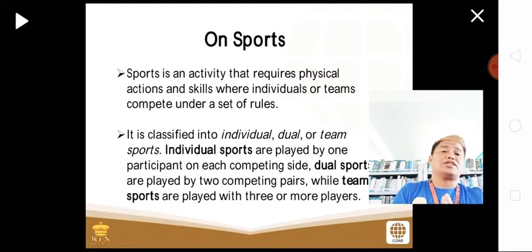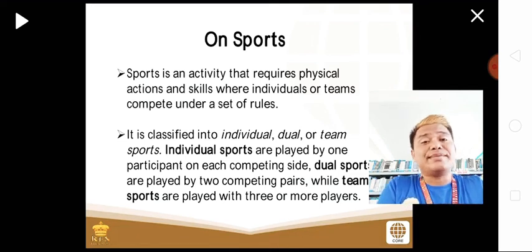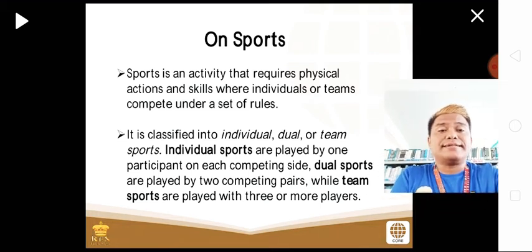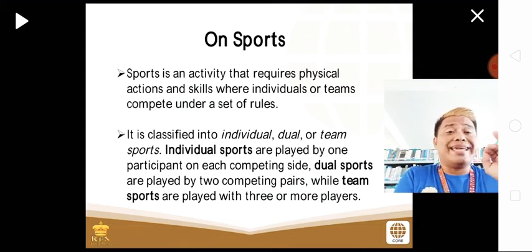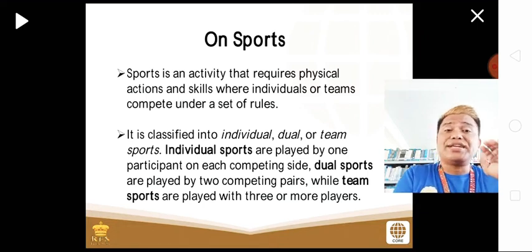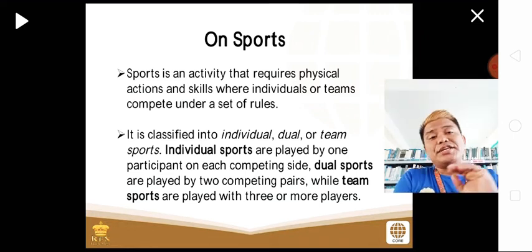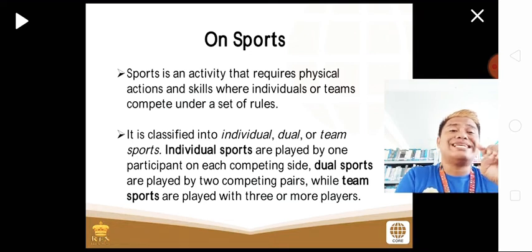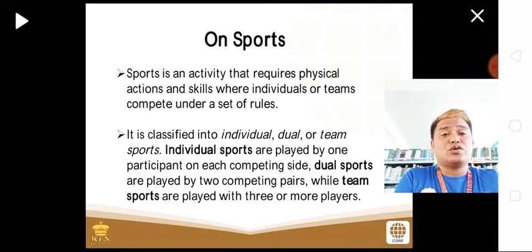sports. Next, on sports: sports is an activity that requires physical action and skills where individuals or teams compete under a set of rules. It is classified into individual, dual, or team sports. So there are three: individual, dual, and team sports. In individual, sports are played by one participant on each competing side. So that is an individual.